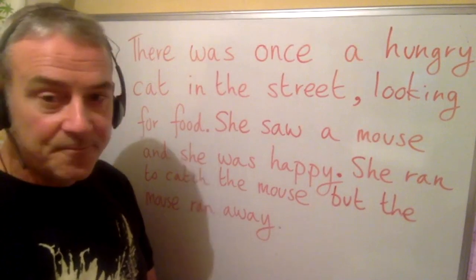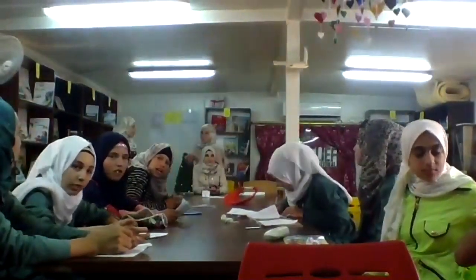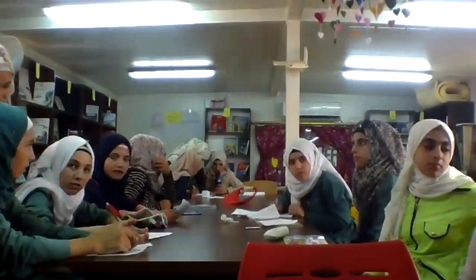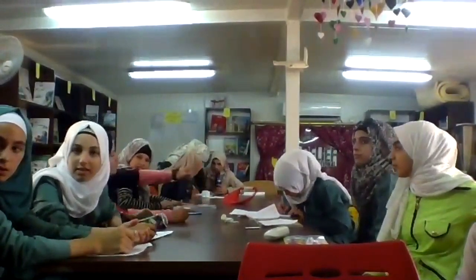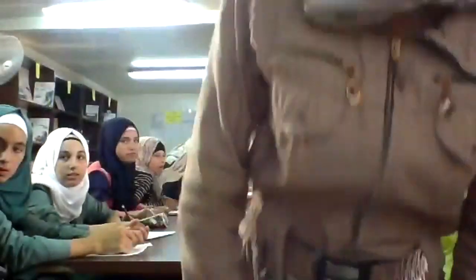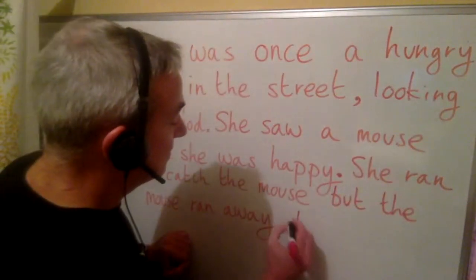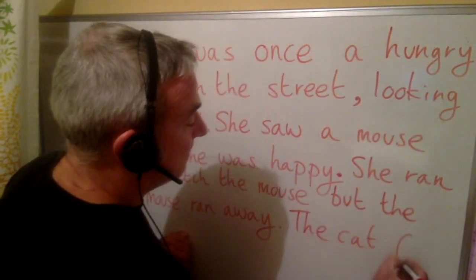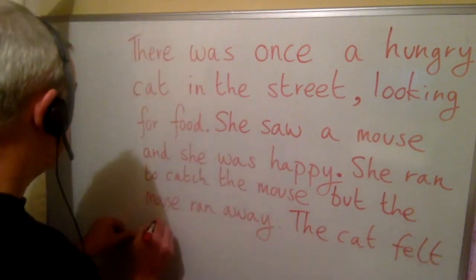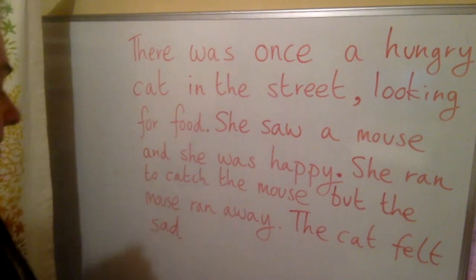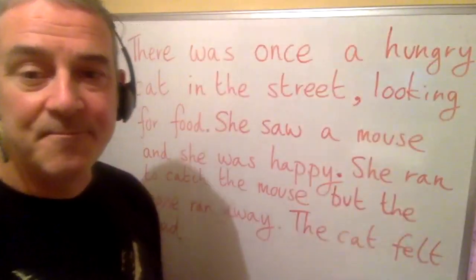Let's have Bismillah. Yalla, Bismillah. What happened? The cat wanted to catch the mouse and the mouse ran away. The cat felt sad. Great. The cat felt sad. Okay, well done, Bismillah. Okay, let's have Islam. Yalla, Islam.